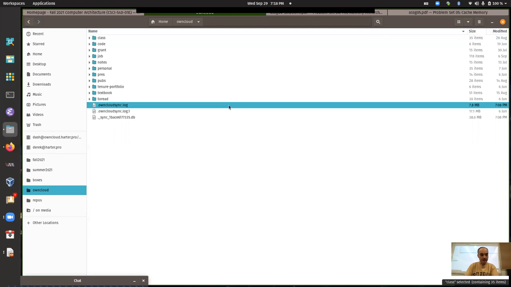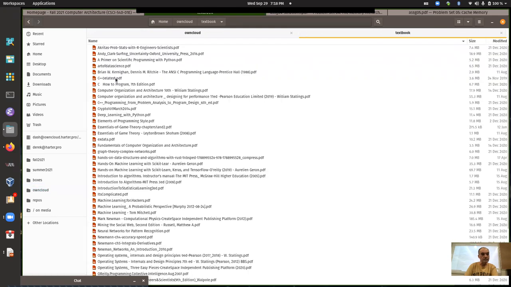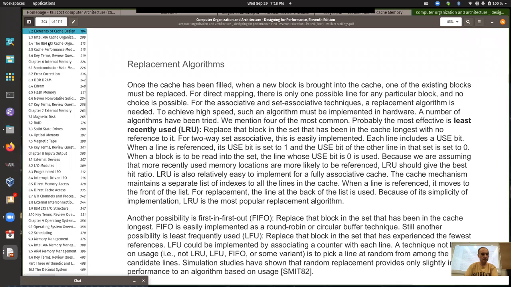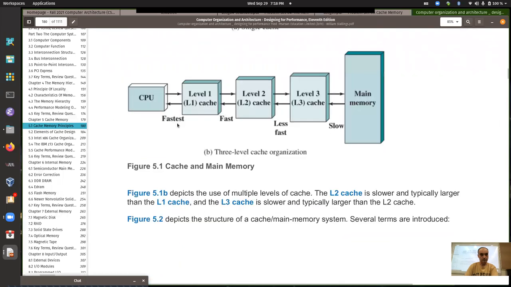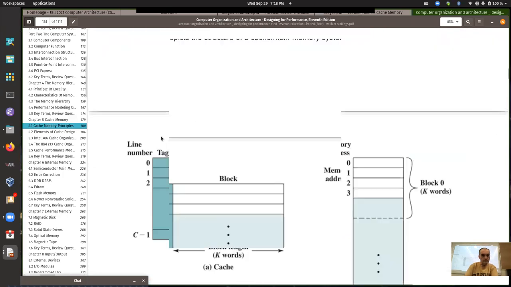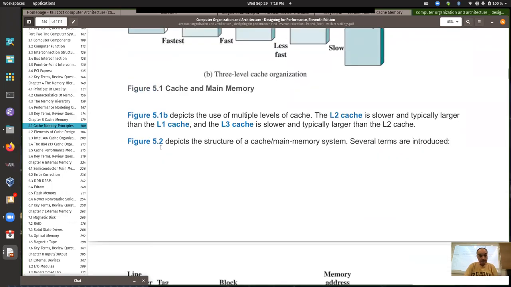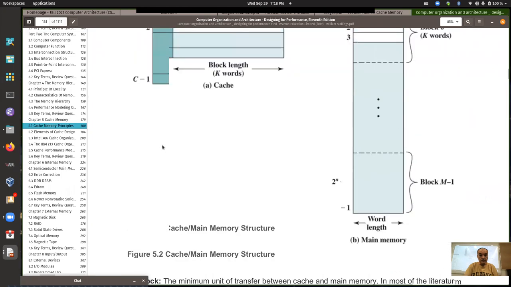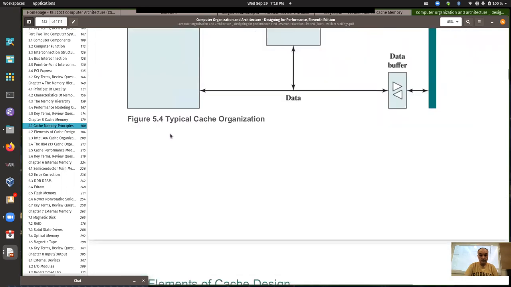All right. So, let me see if there's a good figure here.